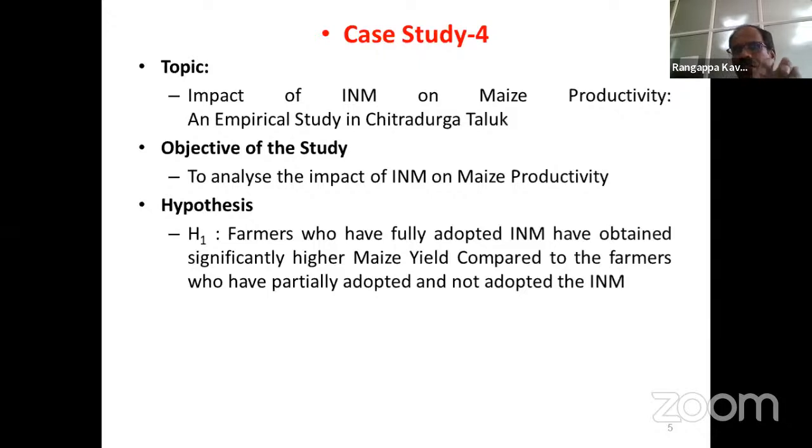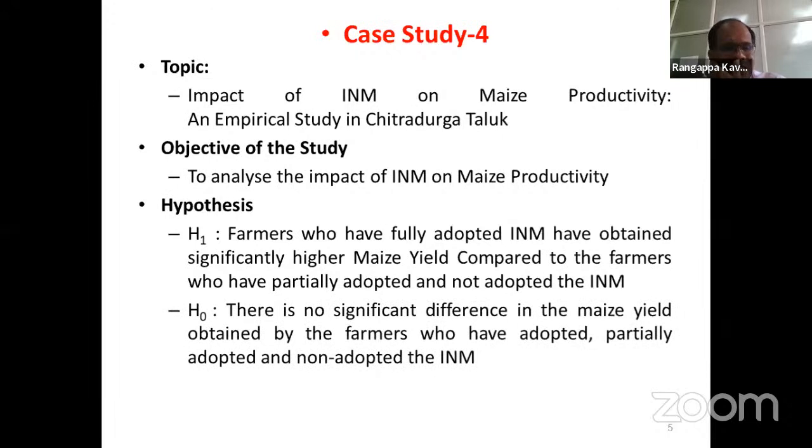That means the average maize yield among the farmers who have not adopted INM, the average maize yield among the farmers who have partially adopted INM, and the average maize yield among the farmers who have fully adopted INM. So this is the research hypothesis. Of course, mu1 is not equal to mu2, which is not equal to mu3. This is the right way of writing the hypothesis here. Or mu1 is greater than mu2, which is greater than mu3, like that.